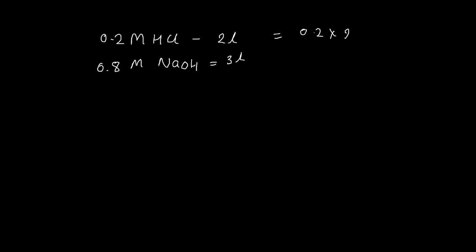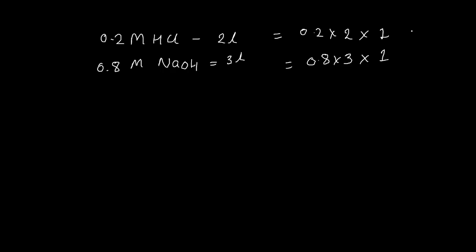Let's say we have 0.2 moles of HCl in 2 liters and you are adding 0.8 moles of NaOH in 3 liters. Here also you need to calculate the number of H plus moles, which is equal to 0.2 into 2, which is molarity times volume times the number of H plus ions. Similarly here, 0.8 into 3 into the OH ion, which is this much.